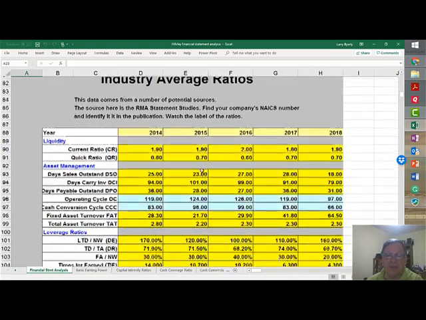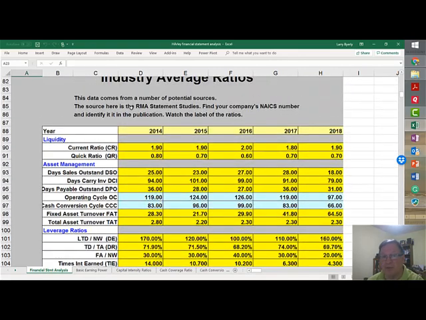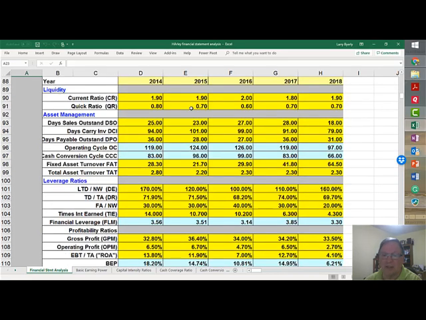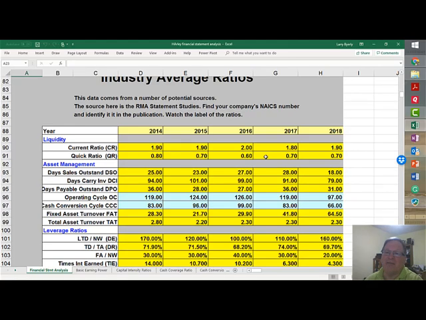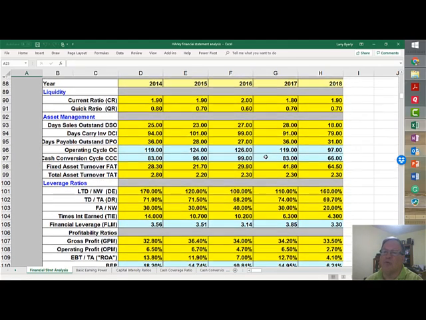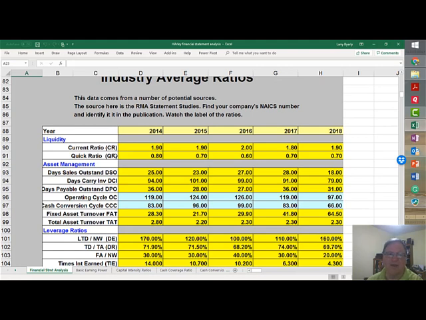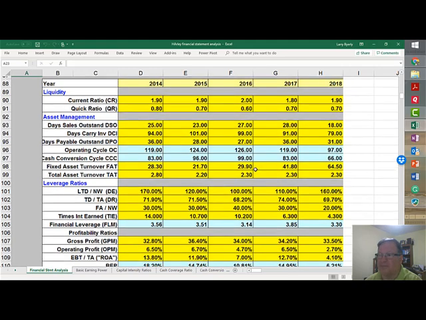In addition, I've also gathered information pertaining to Harley-Davidson, and this is from what's referred to as the Risk Management Associates Statement of Studies. And this is available in Thomas Moore's library. What you need to do is find your company's NAICS number. You can do that by Googling it. And then in this book, they have the actual ratios that they've calculated for the industry that your company is in.